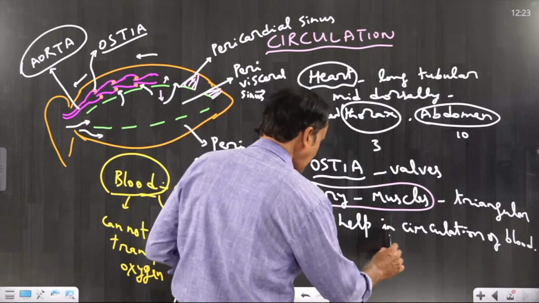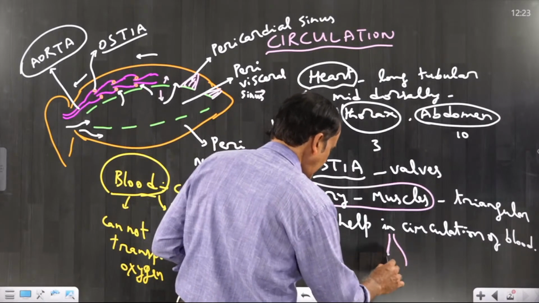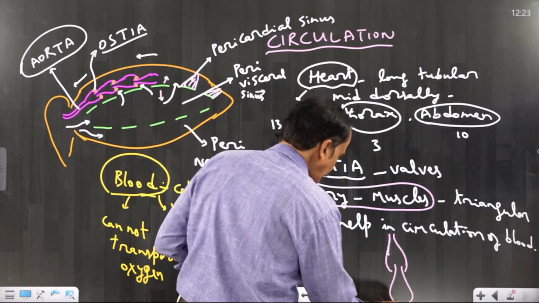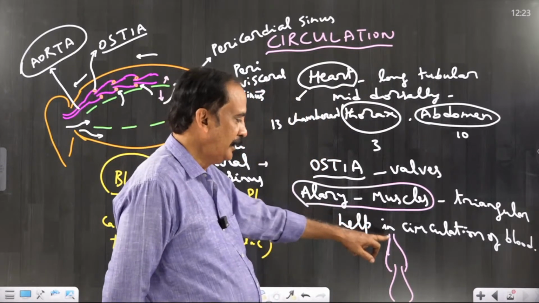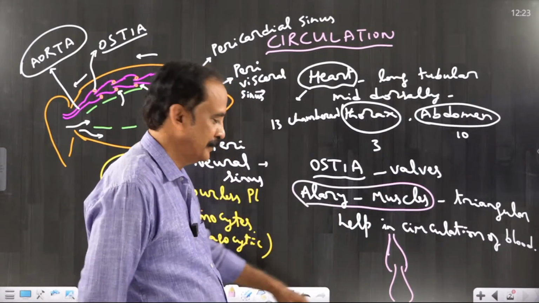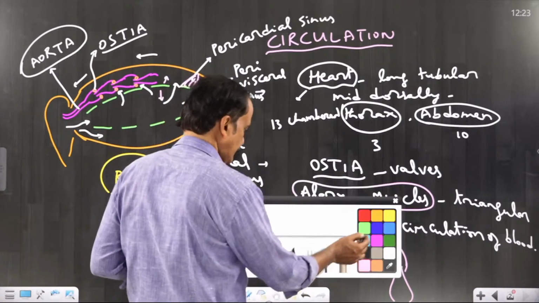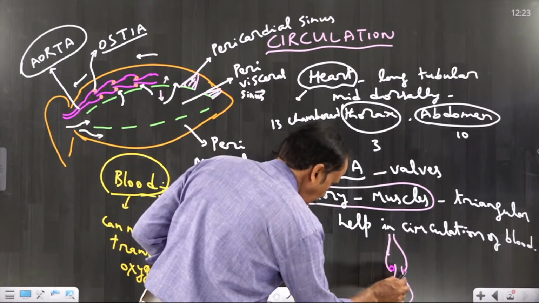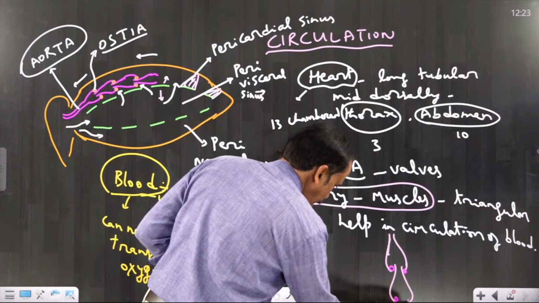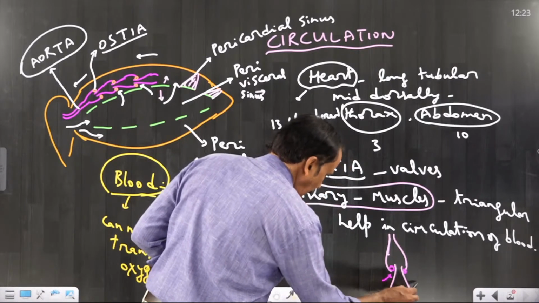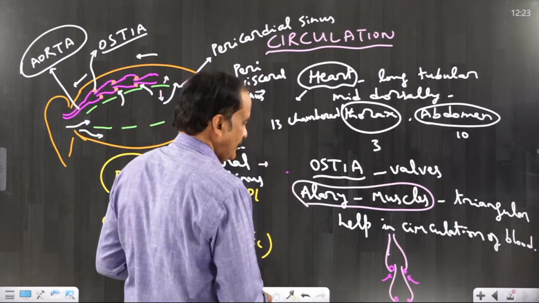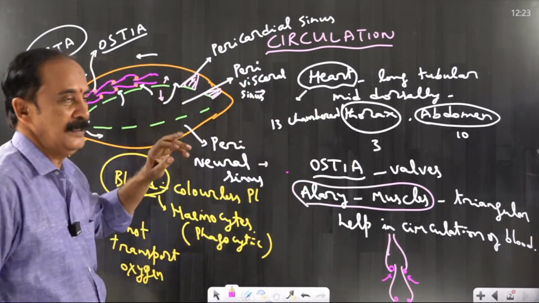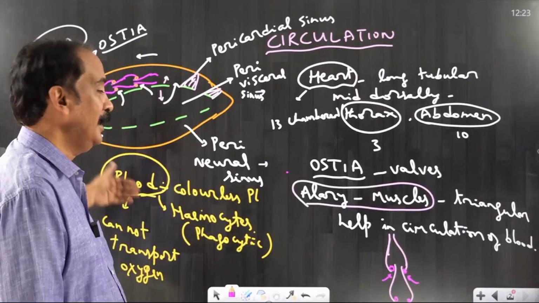I'll draw 2 heart chambers to give you an idea. It is in the shape of the funnel. They are funnel shaped. This is the narrow anterior end, this is the broad posterior end. Each chamber is provided with a pair of openings called the ostia. Through these ostia, blood enters into the heart. Once the blood enters, it gets pumped anteriorly into the head sinus and then into the perivisceral and perineural.